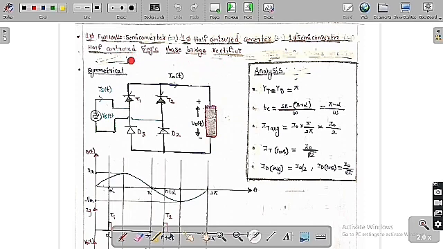Half control means here we are going to use basically thyristors and diodes. So that is the reason we are going to call it the half controlled single phase bridge rectifier. So this looks like a bridge. That is the reason it is called a single phase bridge rectifier.